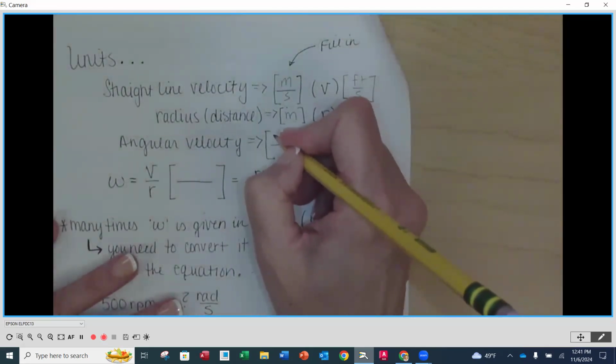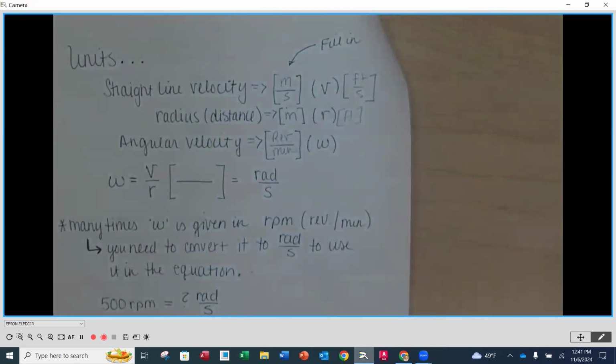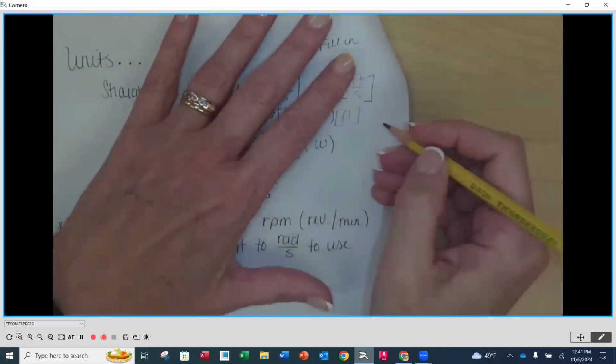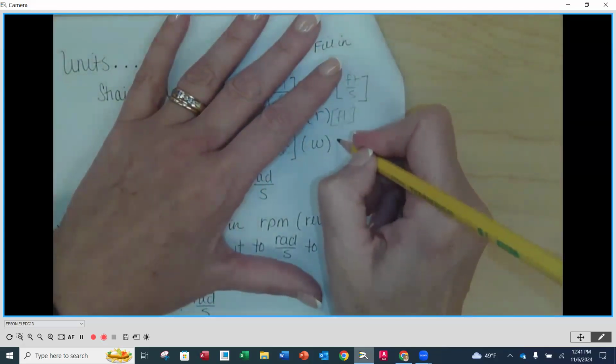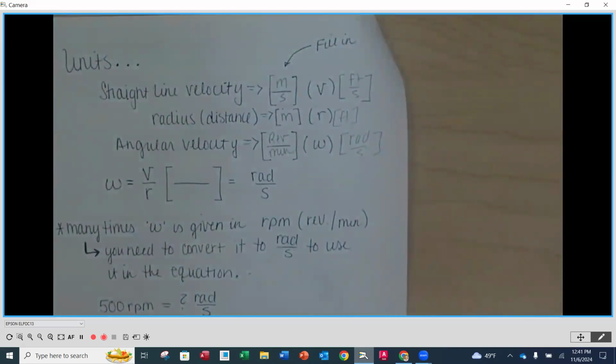RPMs, or revolutions per minute. Okay, revolutions per minute. We're also going to find out that radians per second is the other one too. We'll talk about that in a little bit. Yes, so you can put here radians per second. Those are also appropriate. Now let's talk about radians per second and RPMs. RPMs, revolutions per minute, and radians per second are both valid units that we use for angular velocity.